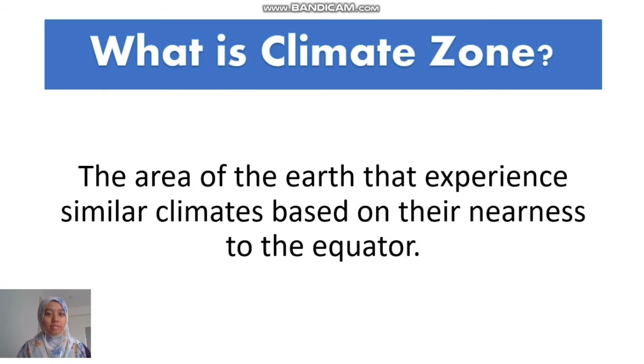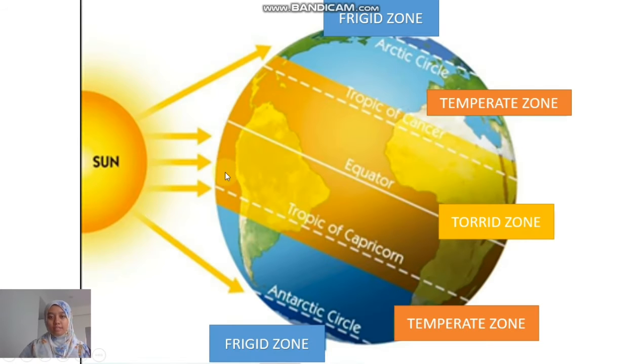What is a climate zone? A climate zone is an area of the Earth that experiences a similar climate based on its nearness to the equator line. So this is the equator line, the center line, the middle line of the Earth. Okay, so here is the diagram of the three main climatic zones.